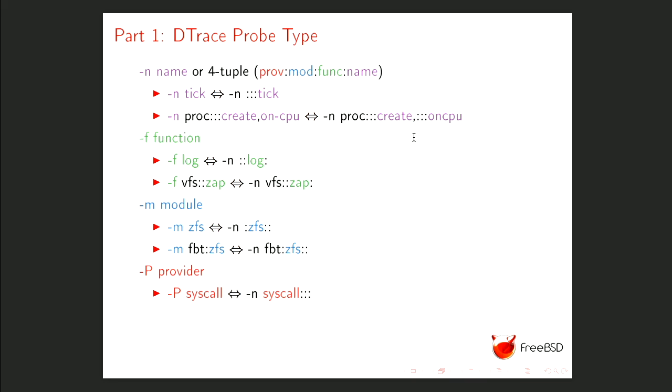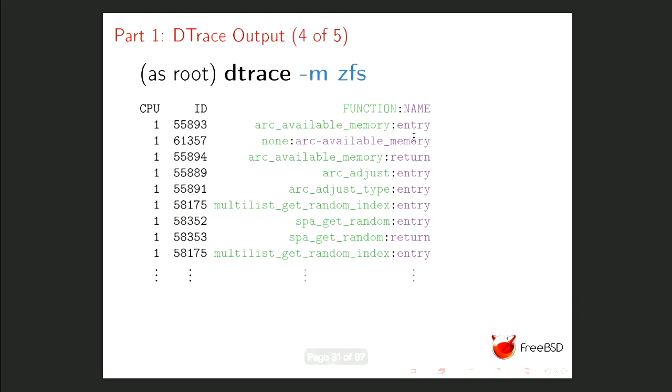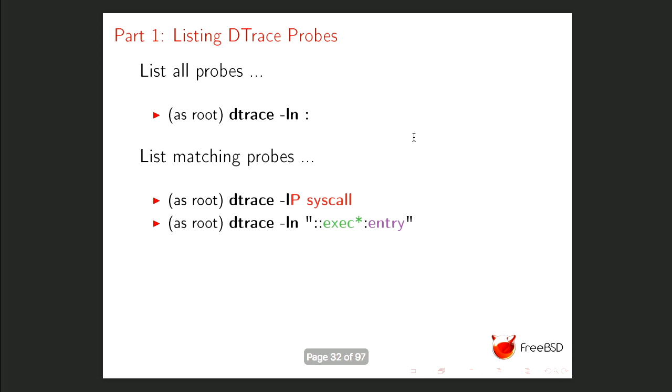There's dash m for watching a whole module. There's dash p for watching a whole provider. So if I want to watch all the ZFS functions, just carte blanche, and I don't care what the provider is, here it is, dash m ZFS. So now CPU, ID, function, and name. So some good functions here: arc available memory, arc adjust, multilist get random index, SPA get random, good stuff.